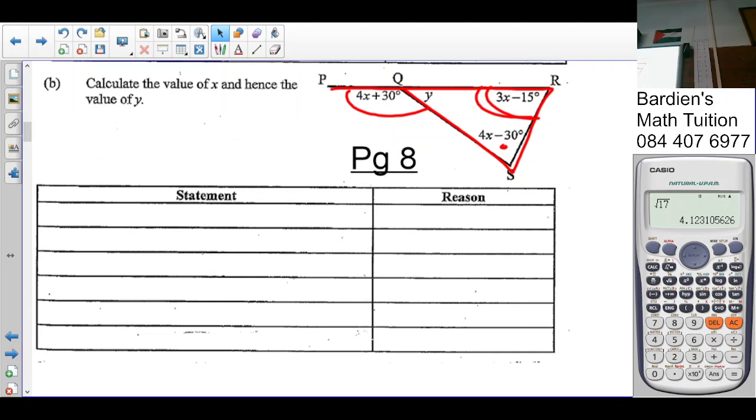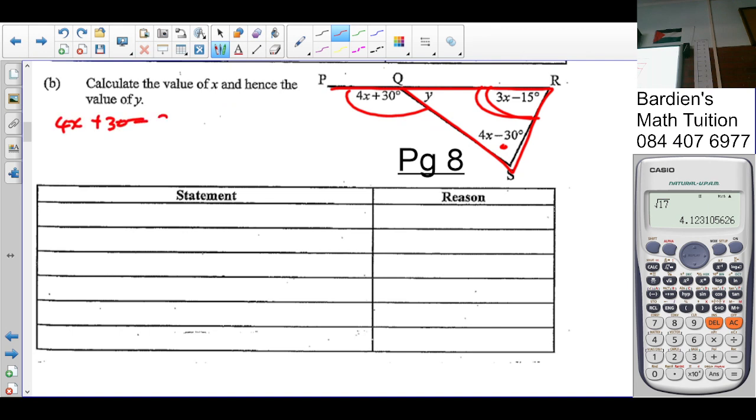We can say that 4x plus 30 equals 3x minus 15 plus 4x minus 30. Reason? Exterior angle of triangle. That theorem says the exterior angle of a triangle is equal to the sum of your two interior opposite angles. And it's the exterior angle of triangle QSR.